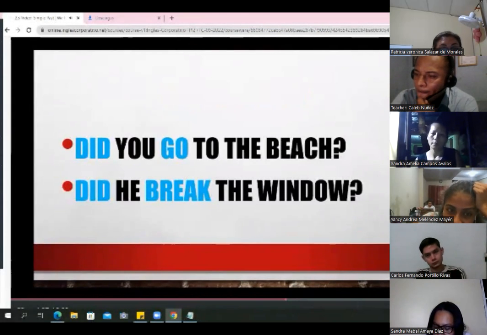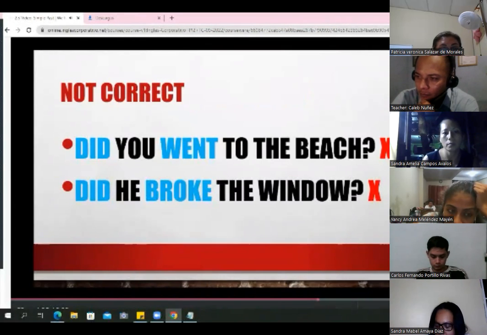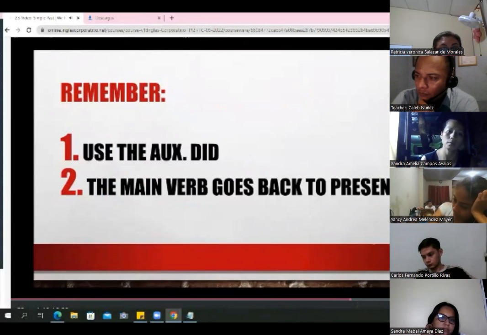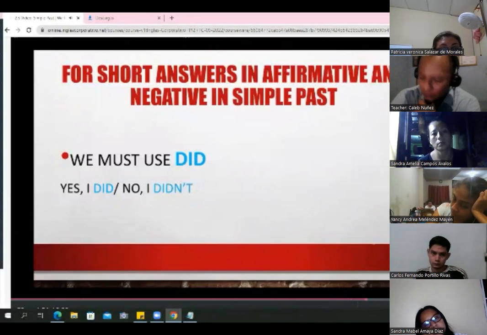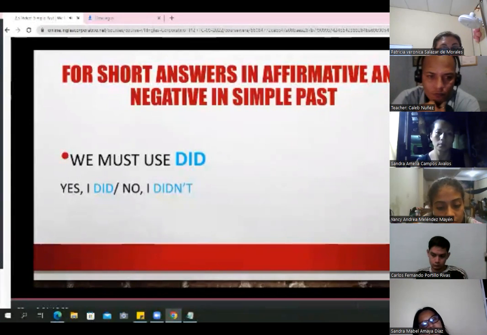In each question, the verb is used in simple present because we use did. It is not correct to say, did you went to the beach? Did he broke the window? So remember, every time you ask a question in simple past, you need to use the auxiliary did, and the main verb goes back to present. For short answers, we must use did within the answer, as we saw on the chart. Yes, I did. No, I didn't. This takes us to say that we use verbs in simple past when we say affirmative sentences.